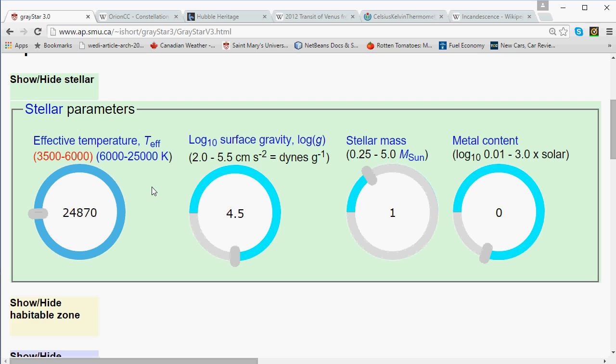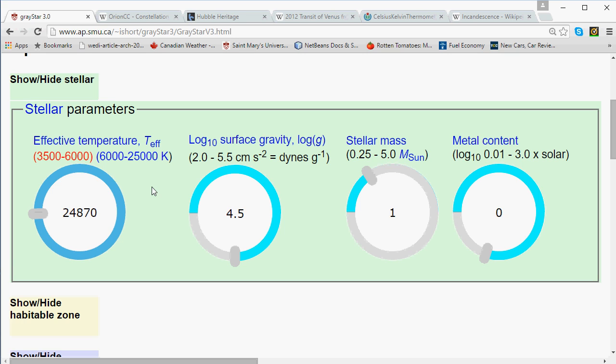But there's really two things here. The first thing to realize is that stars become a lot rarer as the effective temperature increases. Hot stars are rarer than cool stars, and there aren't really very many stars out there whose effective temperature is larger than 25,000 Kelvin.